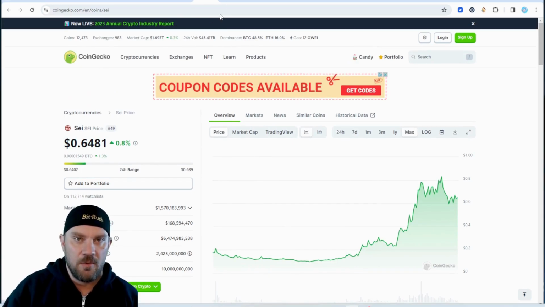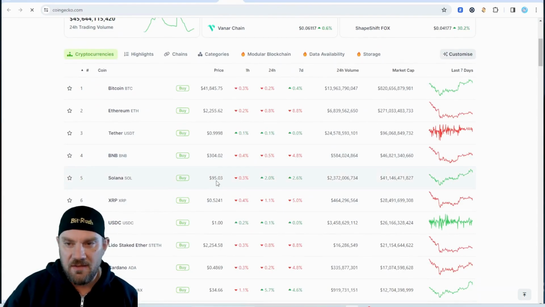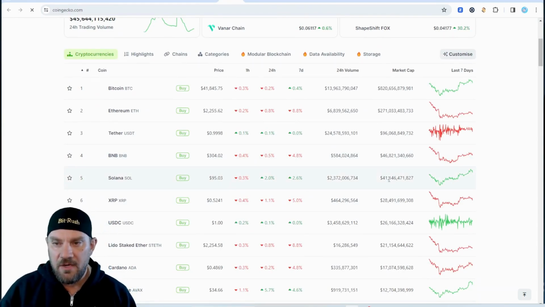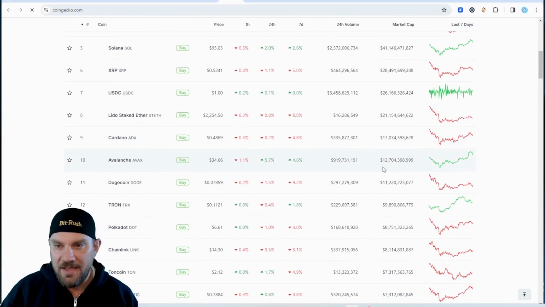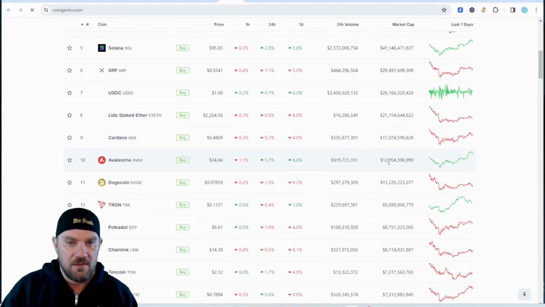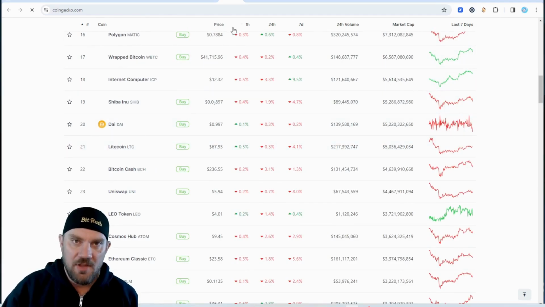if we take a look at some of the other layer ones. We just come to CoinGecko here, and we can see some of the other ones like Solana here has a $41 billion market cap. Coming down a little bit further, something like Avalanche has a $12 billion market cap. Something like a Polkadot has an $8 billion market cap. So lots of room here, guys.